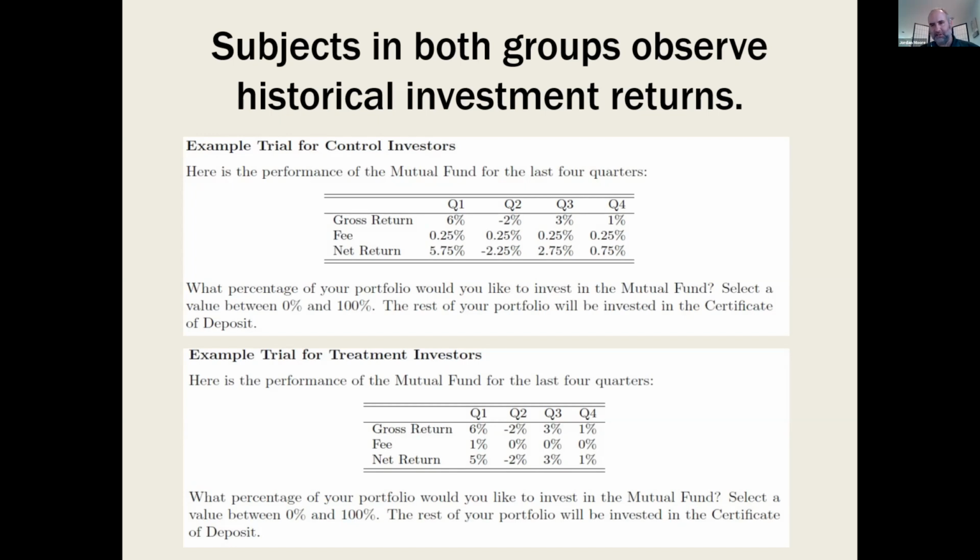In either case, the subject in the experiment observes this screen and then gets asked, what percentage would you like to invest in the mutual fund? Select between 0 and 100%. The rest will be invested in the certificate of deposit, which you're told is going to get 2% guaranteed.